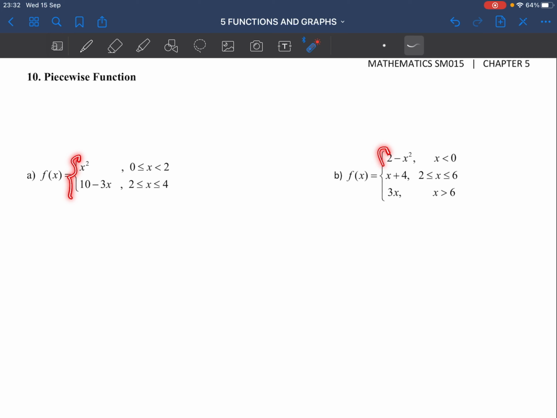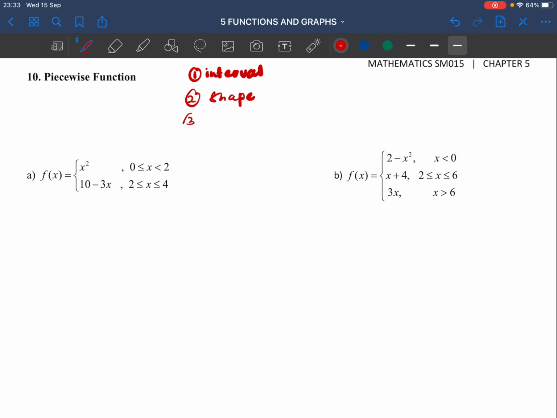bentuk macam ni lah. Okay, so first you have to find the interval first. Okay, interval is depends on what's given on the question. Okay, what's given in the question. So itu ialah kita punya domain sebenarnya. So the second thing that we have to find is the shape of our graph. Okay, for each interval, shape of our graph for each interval.